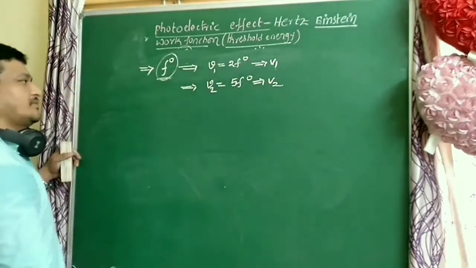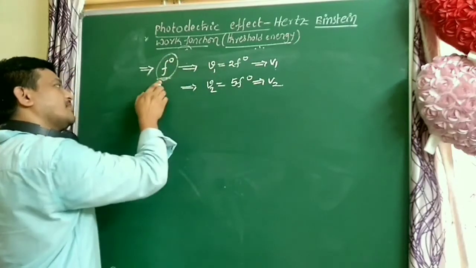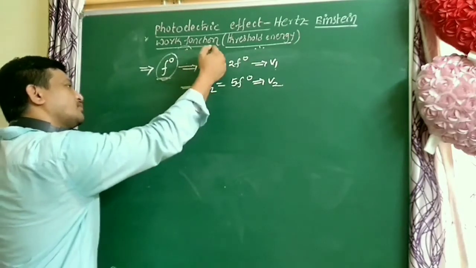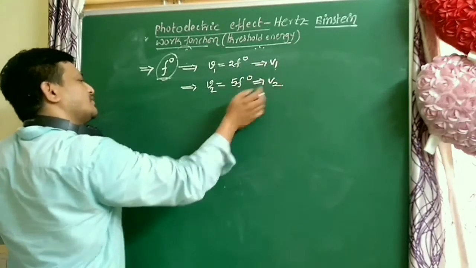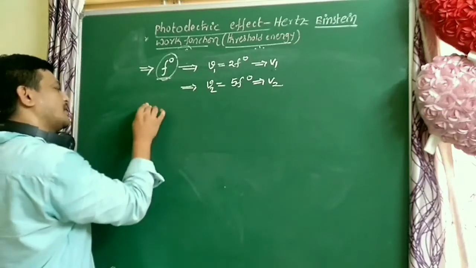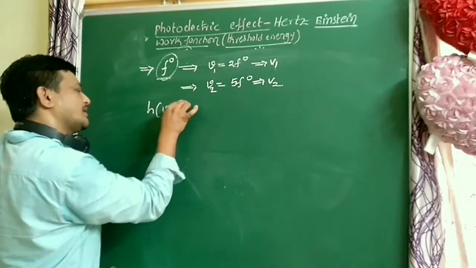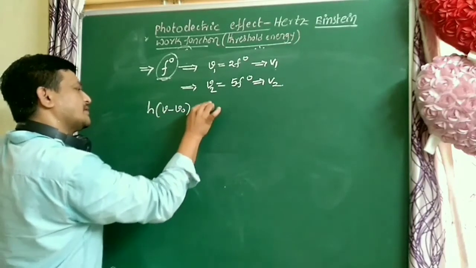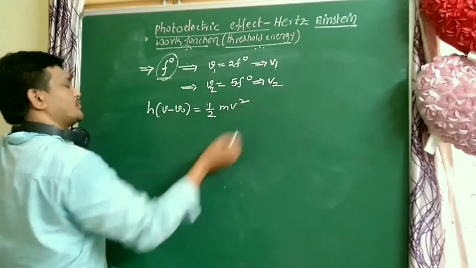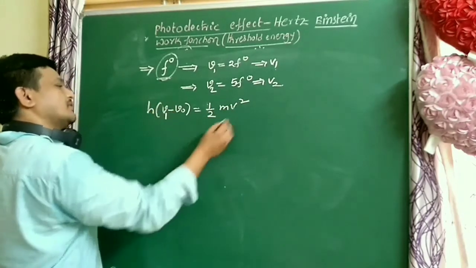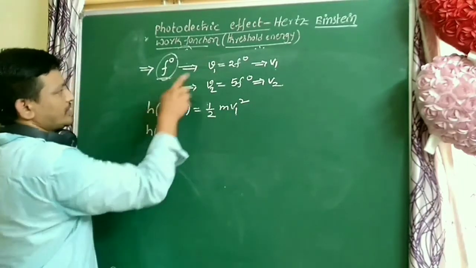So how to find out this type of problem? The metal is constant, that's why the metal frequency is f naught. Two different frequencies are used. Here the velocity is V1, here the velocity is V2. How to calculate the ratio? We already know the formula: h into mu minus mu naught equals kinetic energy, and kinetic energy is nothing but half m v square. So take mu1, this is V1. So h into, what is the mu1, students?